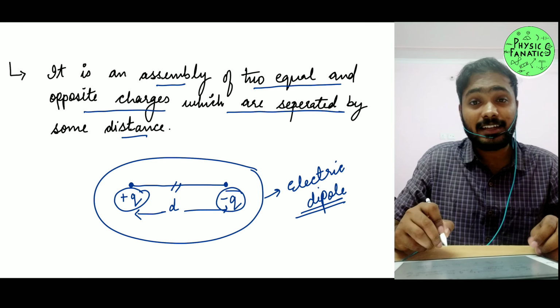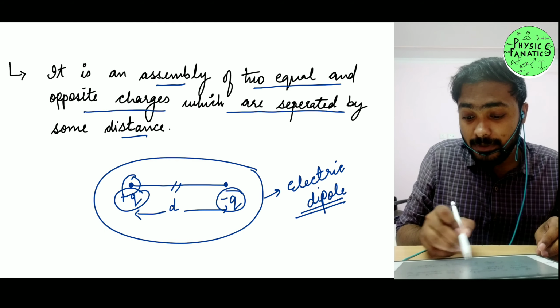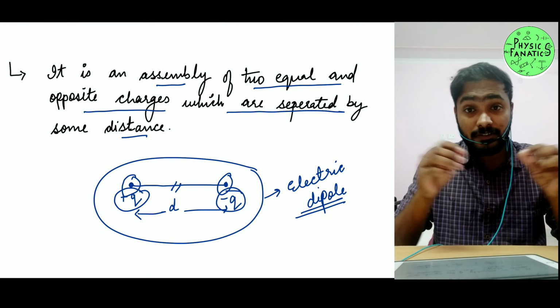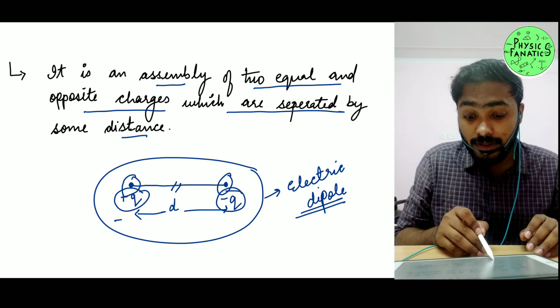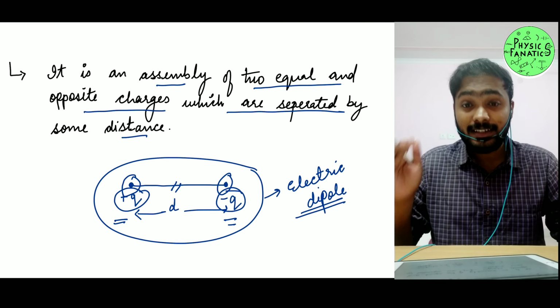I hope that is understood. We are talking about charges separated by some distance at two different corners, but equal and opposite. So what is your electric dipole? It is an assembly of two equal and opposite charges separated by some distance, right?